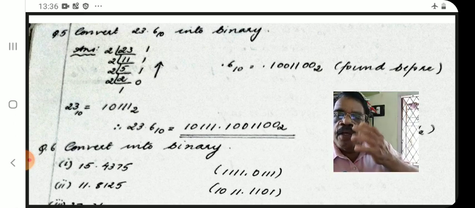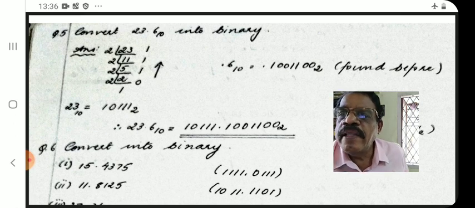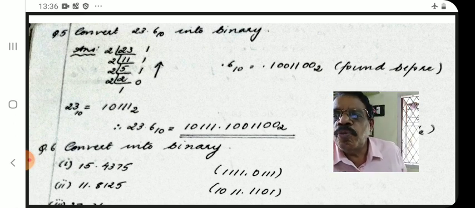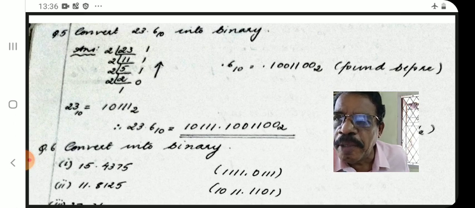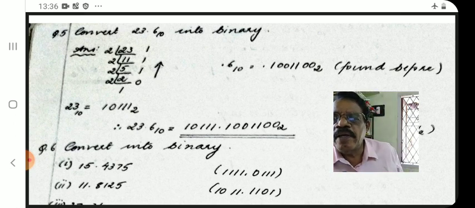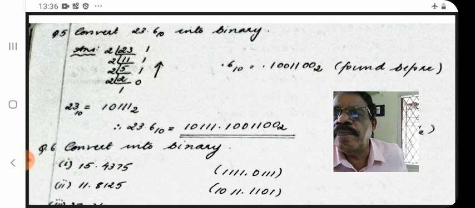In this case, we have to first convert 23 into binary by the double method, that is by dividing by 2, and the decimal part 0.6 should be converted into a binary fraction by multiplying it by 2. So two separate steps are needed. For the integral part, we divide by 2 and find the binary equivalent. For the decimal part, we multiply by 2 and note the integer parts. So the two steps are given here.